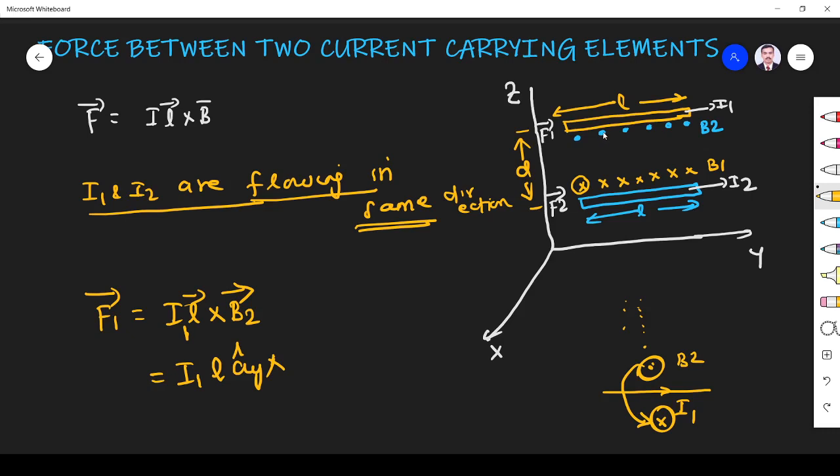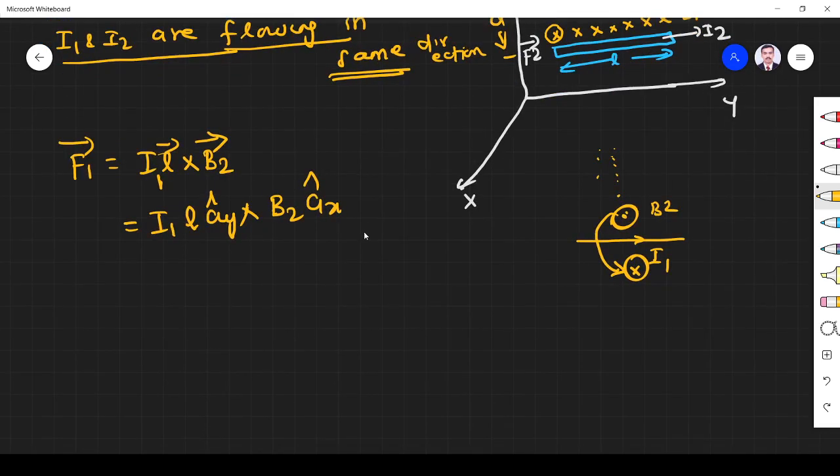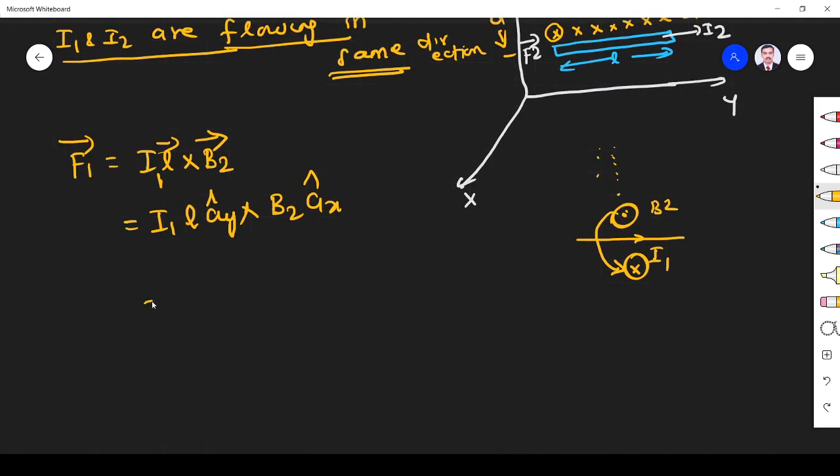Here B2 is coming out of the screen. Coming out of the screen is nothing but the x direction. We cannot draw coming out, so that's why we have drawn it like this. B2 is a dot coming out, and it is in the x direction. Any vector can be represented in terms of its magnitude and direction. The magnitude of vector B2 is B2, and the direction is x. You take B2, I1, L; these are all constant.